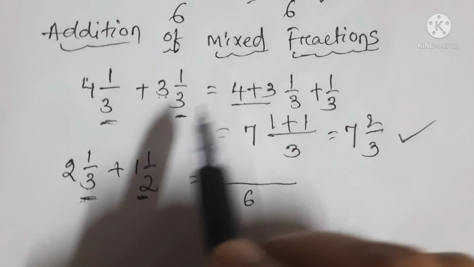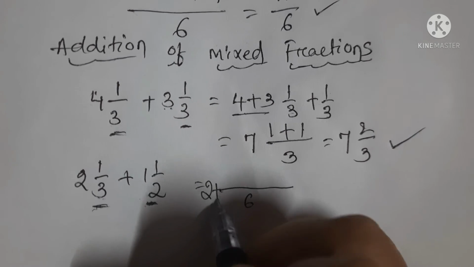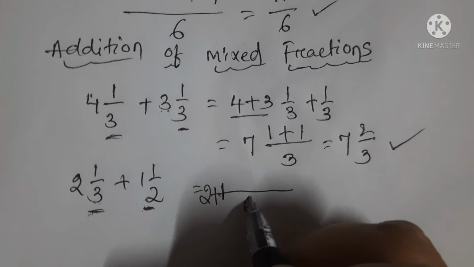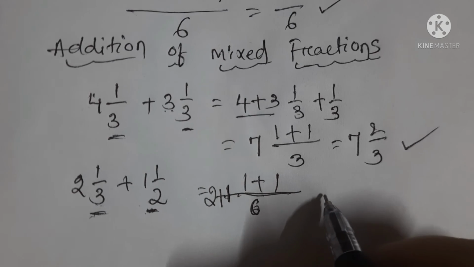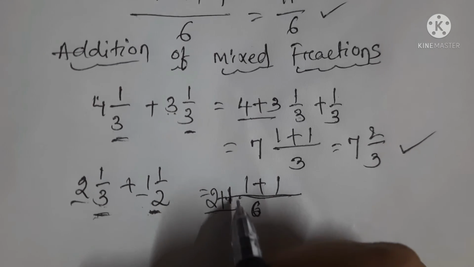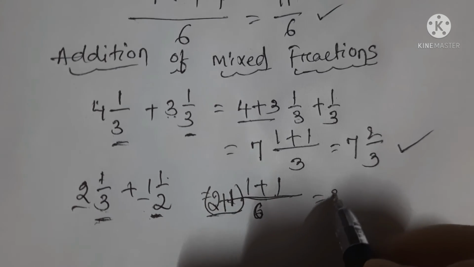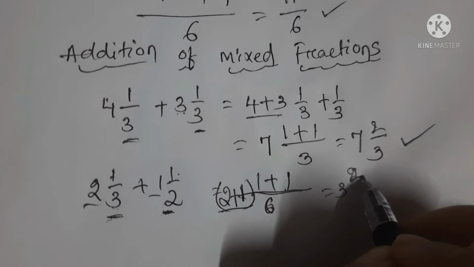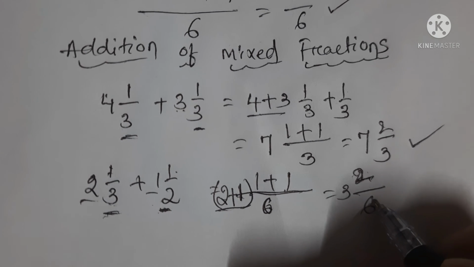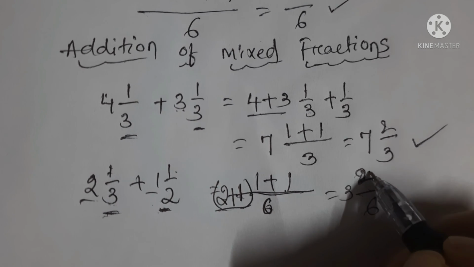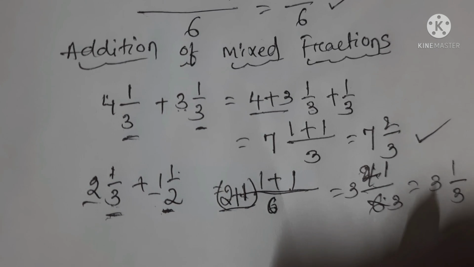Previously I told you how like 4 plus 3, the whole numbers you get on one side. Like this, here also 2 plus 1 you will get here, and 6 upon 1 plus 1, means the 2 you got here. Now 2 plus 1 is 3, and 1 into 1 plus 1 into 1, 2 by 6. Now this is your answer, but if you simplify this, 2 1s are 2, 2 3s are 6, so you get 3 1 by 3. This is your answer.